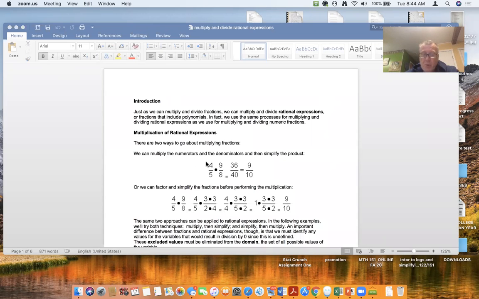So let's review just ordinary numbers like 4/5 times 9/8. Basically, what you learn is you can multiply straight across. 4 times 9 gives you 36, and 5 times 8 gives you 40, and you could reduce. Another thing you could do is note that 4 goes into both 4 and 8. In fact, 8 is 2 times 4.